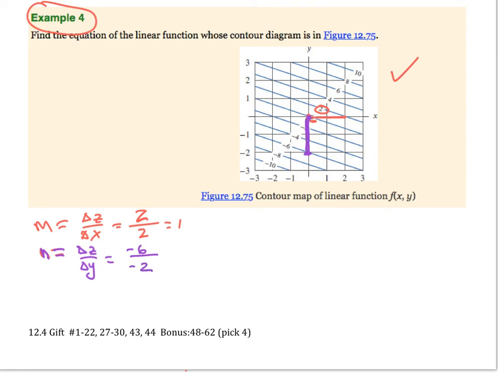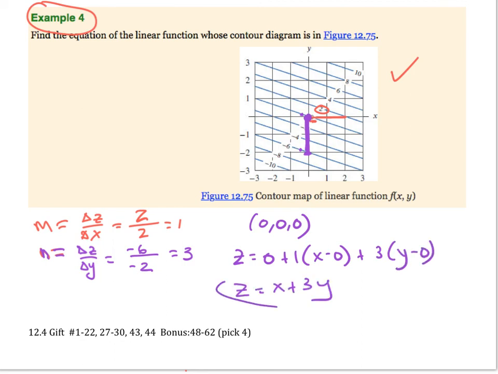So I went down by 2 here, and then my z changed to negative 6. So I'm going to get a slope of 3 there. Now use a point. This point right in the middle is the origin. That one is on the plane, 0, 0, 0, because the z value is 0. And so then I just write this as z is equal to 0 plus my slope in x, 1, times x minus 0, plus my slope in y, which would be 3, times y minus 0. And voila, we wrote the equation of our plane.